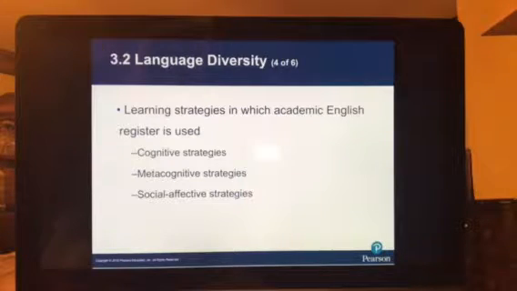Metacognitive strategies are the strategies which involve using language to plan, monitor, and evaluate one's learning. And the social affective strategies are strategies which involve using language to interact with others, peers, or teachers in the learning process, such as asking questions for clarification or working collaboratively.